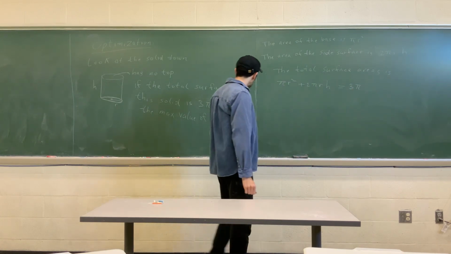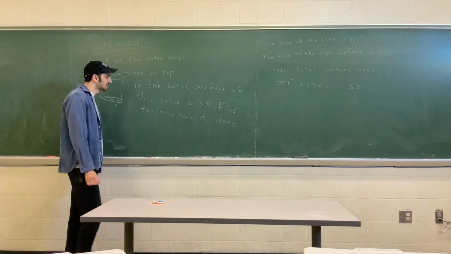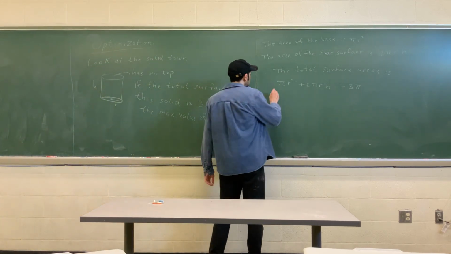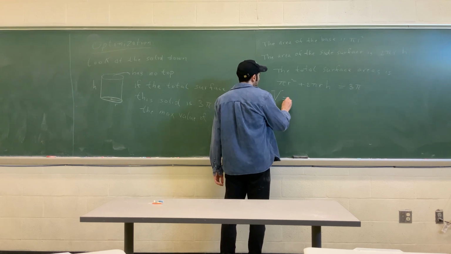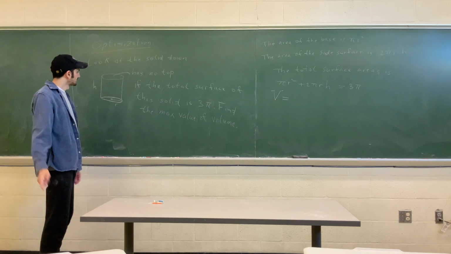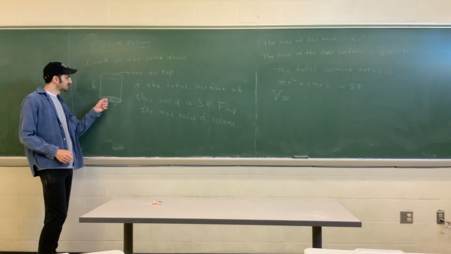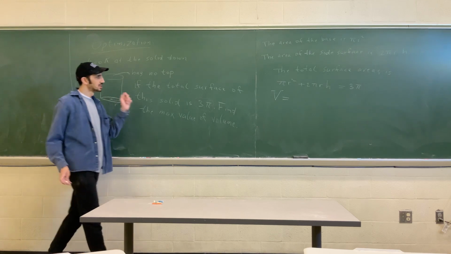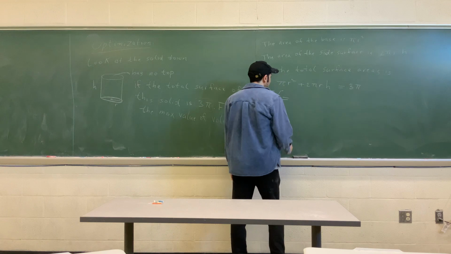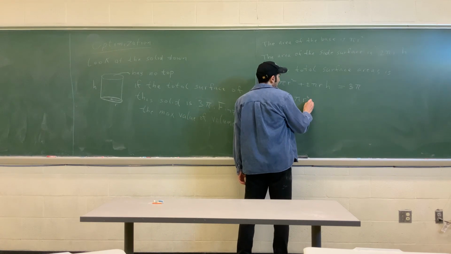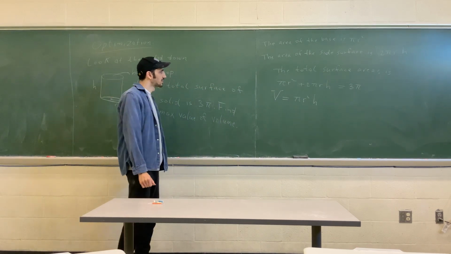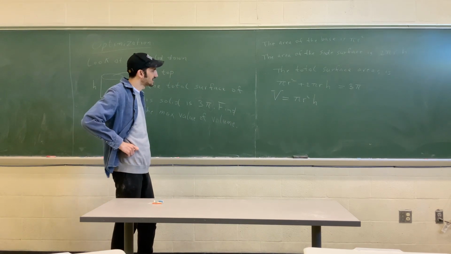Now, what am I looking for? I'm looking for a volume, and I want to make this volume as big as I can. So let's make a function now, and here is the volume I'm looking for. And do you know what is the volume of a cylinder? Good job. It's the area of the base times h. But what is the area of the base? As you can see, it's a circle, and the area of a circle is just pi r squared, times the height h.